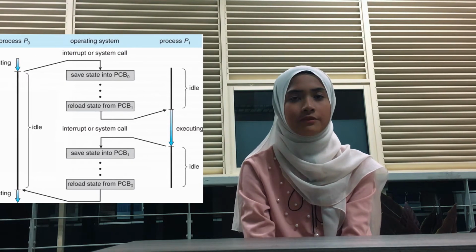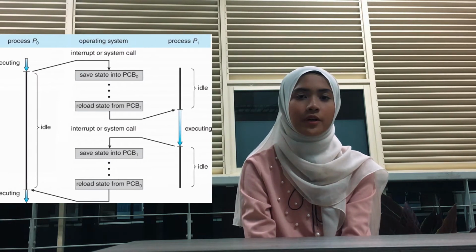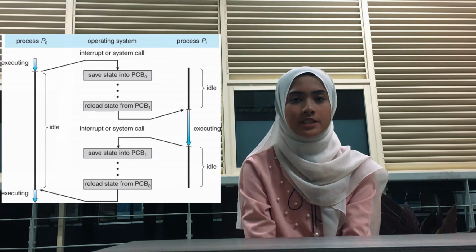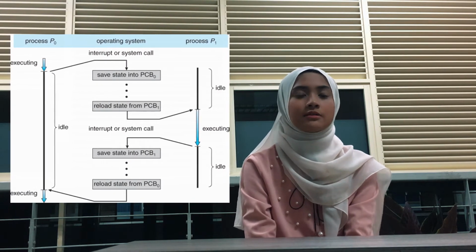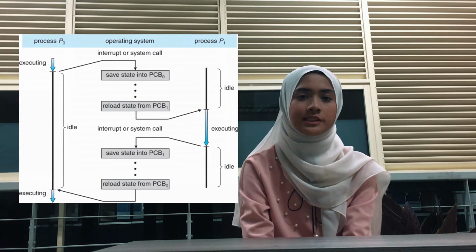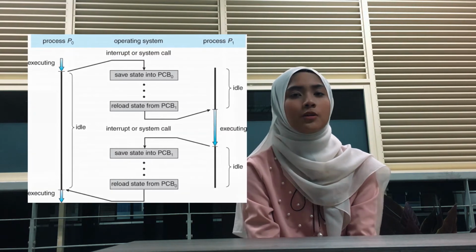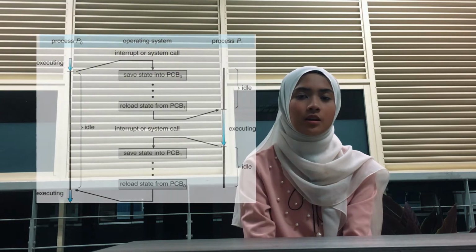CPU scheduling information, such as priority information and pointers to scheduling queues. Memory management information, such as page tables or segment tables. Accounting information, such as user and kernel CPU time consumed, account numbers, and limits. Input-output status information, such as devices allocated, open file tables, and so on.